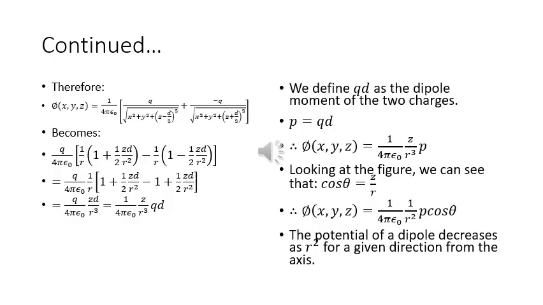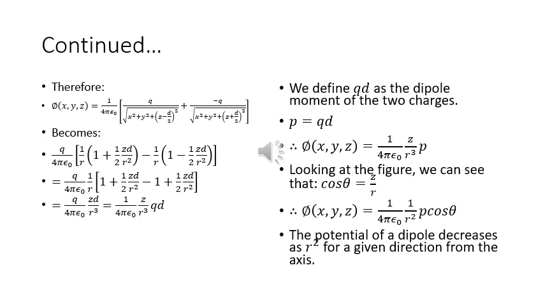Therefore, the resultant expression for phi xyz comes out to be equal to 1 upon 4 pi epsilon naught into q open brackets 1 upon r 1 plus half zd upon r square minus 1 upon r open brackets 1 minus half zd upon r square close bracket close bracket. When we simplify this expression, we are left with just 1 upon 4 pi epsilon naught z upon r cubed qd.